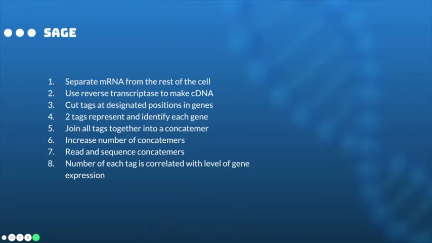Researchers then cut small parts of the DNA, called tags, at designated positions of each gene. Two tags represent and identify each gene. All the tags are then joined together into a long concatemer for ease of processing. For reliable end results and more reads, the concatemers are placed in bacteria so they can get copied multiple times, and then they're read and sequenced in a similar manner to how we built genomes. More algorithms can compile a list of tags by finding similar sections in the concatemer. The number of tags found can provide an estimate of how much the gene corresponding to the tag was expressed in the cell.